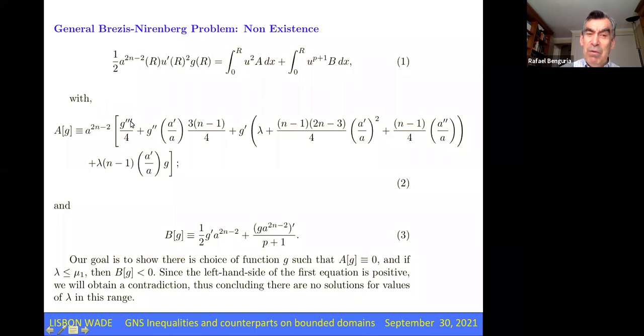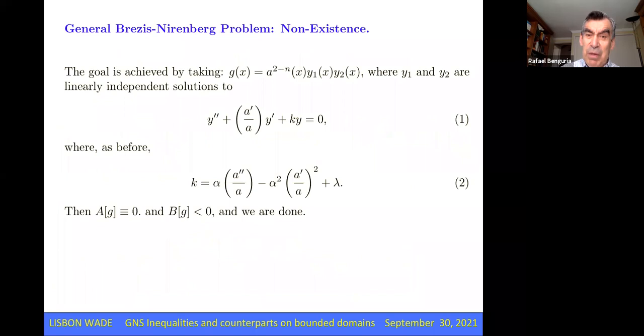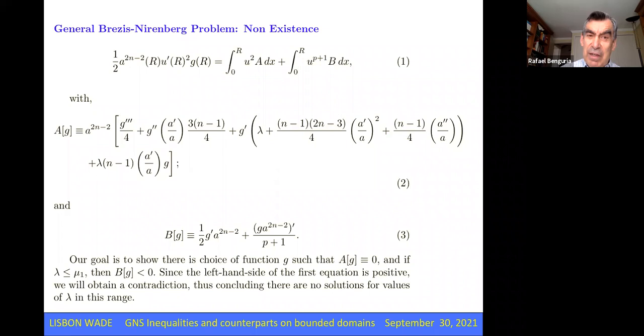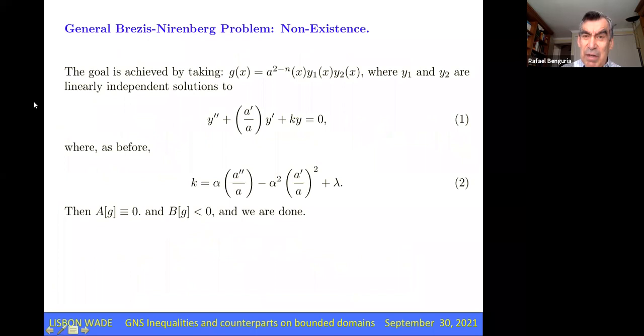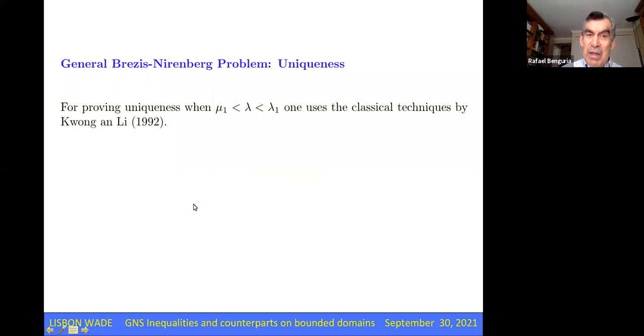But the nice thing is that you don't need to use a special function. You can use the solution to the spectral problems that I told you before. So the goal is to choose a trial function G for which A is zero and B is negative. You reach it, in all the cases, by expressing the trial function in terms of the solution to the linear spectral problems in this way. I'm not going to do it in general here, but this is always the case. You insert it in that, and you have to work a little bit hard, and you prove that for this choice of G, even if you have a third order equation for A equals zero, you get A equals zero and B less than zero, and then you are done. And the proof of uniqueness uses a standard result of Kwong and Lee that I'm not going to mention.